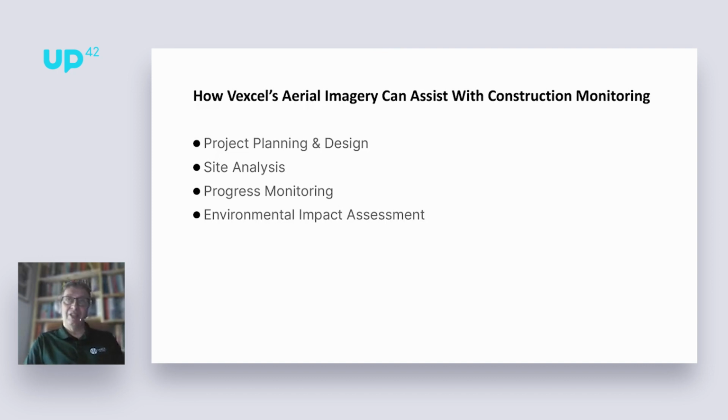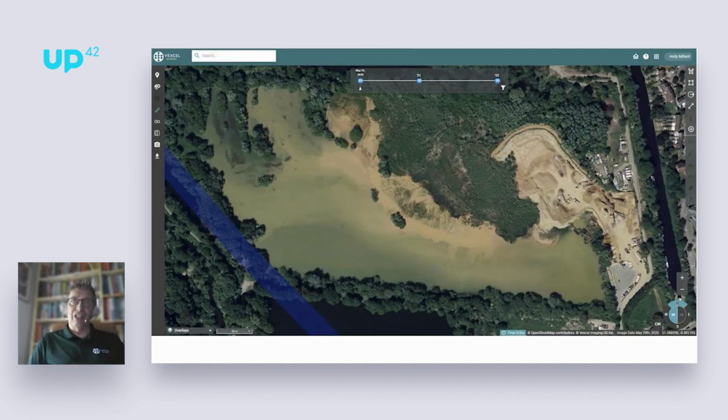Environmental impact assessment. Aerial imagery again assists in assessing the environmental impact of development projects. It can be used to monitor change in land use, vegetation cover and water bodies, helping to identify any adverse effects on the ecosystem. This information is crucial in complying with environmental regulations and implementing mitigation measures.